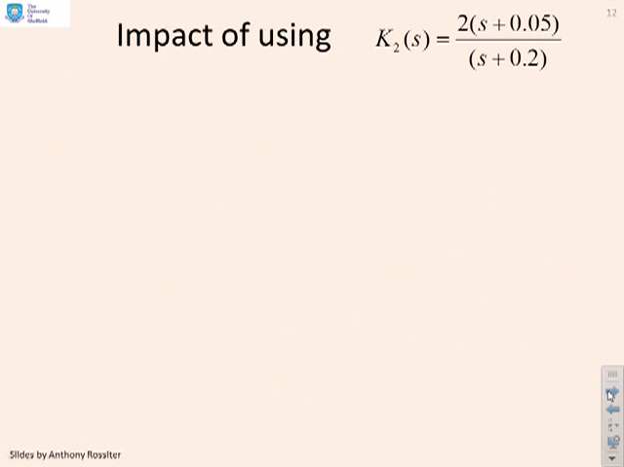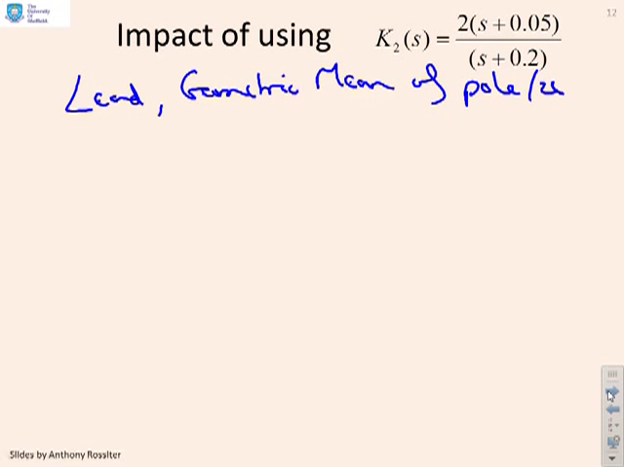What about this next compensator? K2 equals 2, (S plus 0.05) over (S plus 0.2). Now clearly this is a lead. Alright? And the geometric mean of the pole and zero is 0.1. Okay? So this is where you get the phase rotation. So what we've got to do is go and look at our Bode diagrams and ask, is this a good place to give ourselves phase lift?